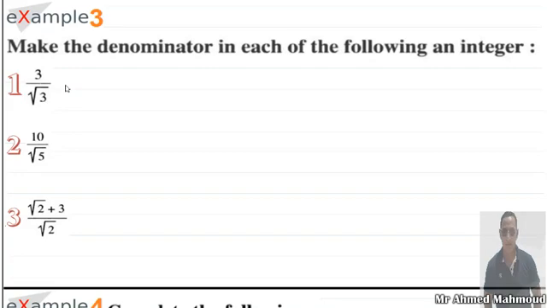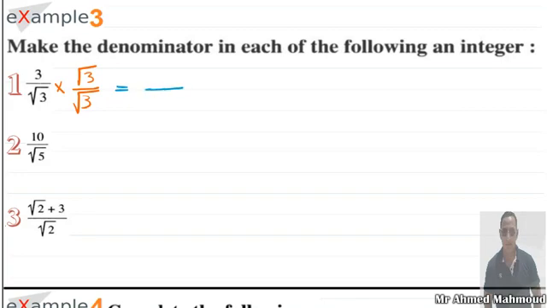The denominator must be a positive whole number. Then we are going to simplify this one. How? By multiplying up and down by root 3. Of course, root 3 over root 3 equals 1, so we don't change the value of this fraction. Okay, the next step.